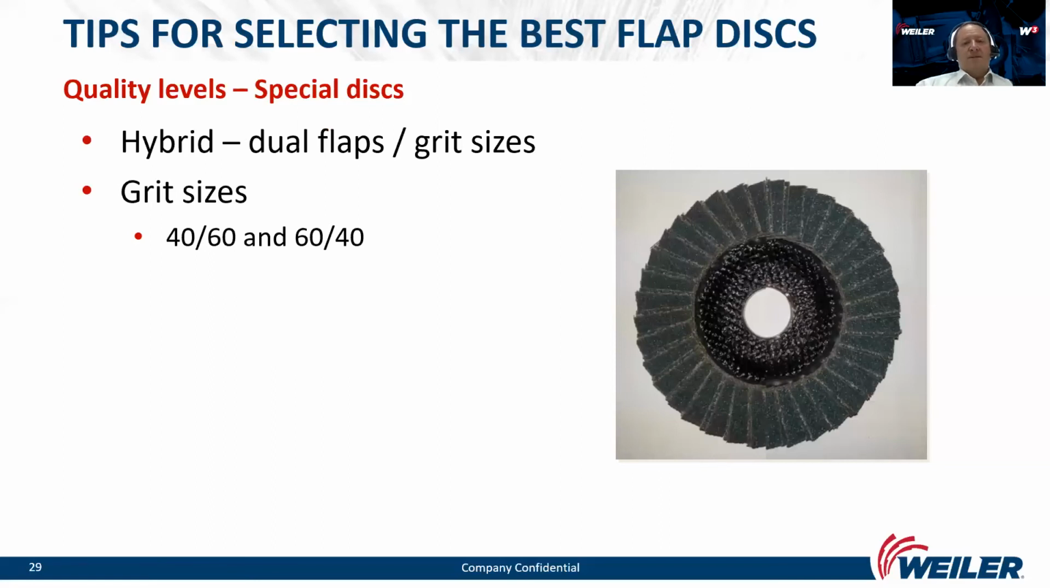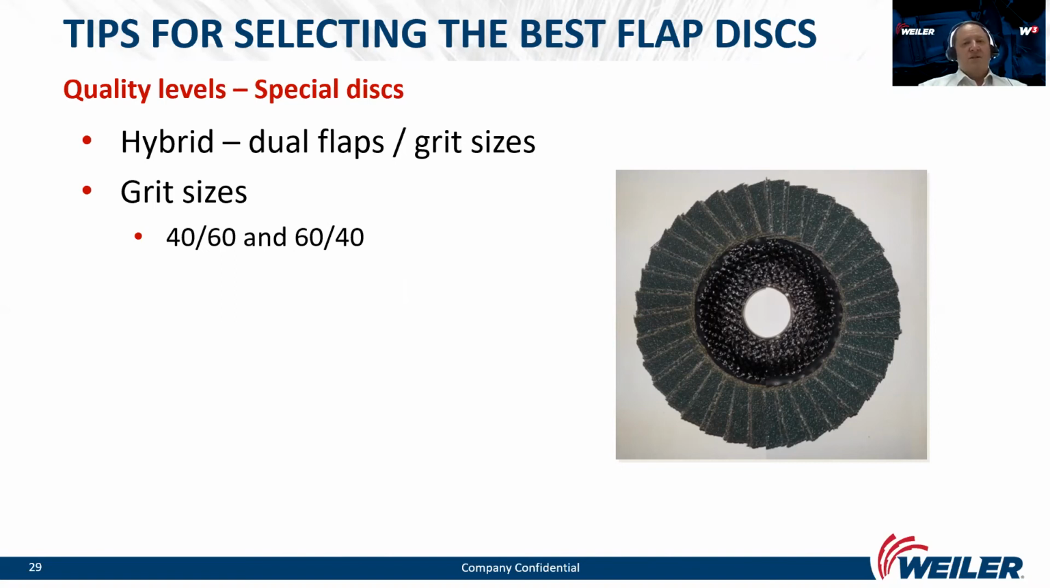Hybrid dual flap discs are made of double flaps and with double grit sizes. Here we have two combinations of grit sizes, and they are very interesting for use. The combination of grit sizes 40 and 60 results in an extension of the lifetime of discs with normal grit size 40. And on the other hand, the combination of grit size 60 with grit size 40 allows grinding with higher pressure than is normal for grit size 60, with no burnings.